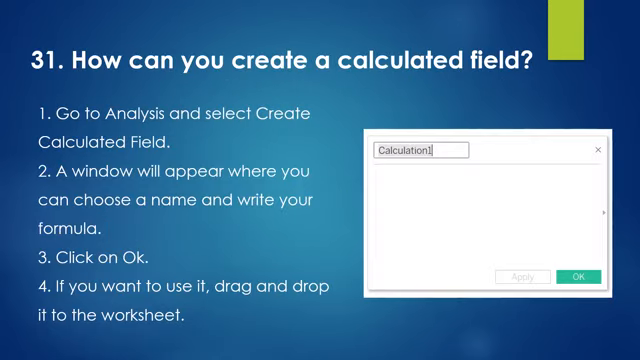Next, we have how can you create a calculated field. So you go to Analysis and select Create Calculated Field. The following window will appear where you can choose a name. So where it is written Calculation 1, you select your name, and in the window you select your formula, or you write your formula. You click on OK, so a new dimension or measure will be created, and if you want to use that calculated field, you can drag and drop it to the worksheet like the remaining dimensions and measures.